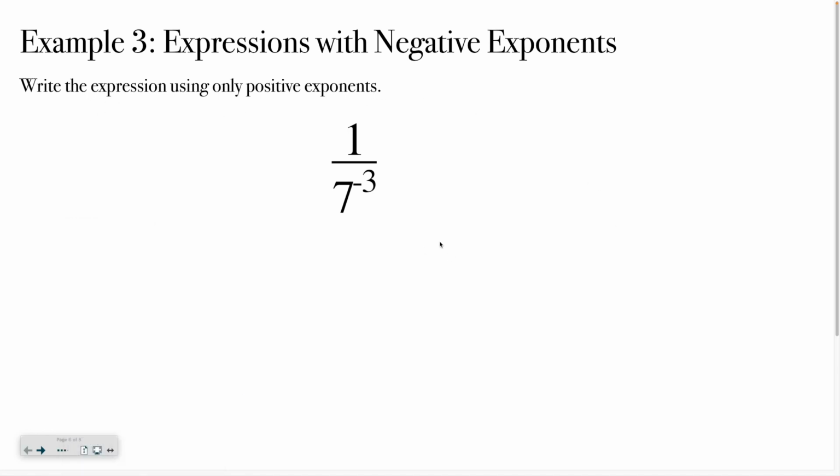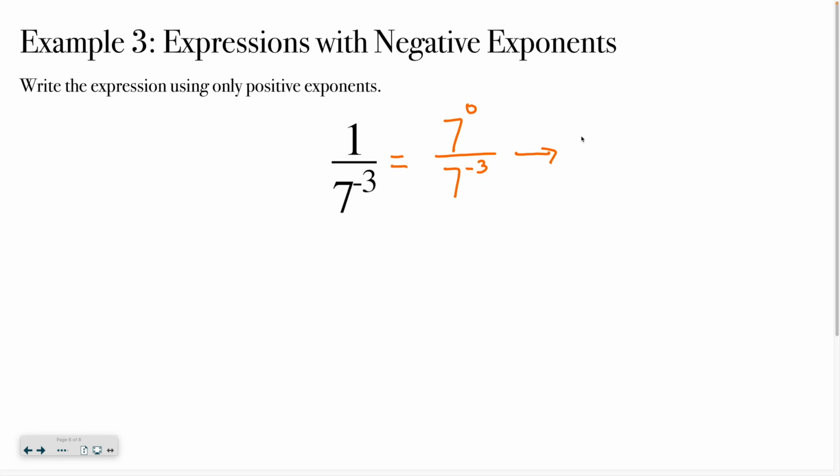Write the expression using only positive exponents. All right, so this looks a little weird, right? I have a 1 over 7 to the negative third. I'm going to change that 1. I'm going to say that's really a 7 to the 0 power, because we said anything to the 0 power equals 1. And then on the bottom, I'm going to have 7 raised to the negative third.